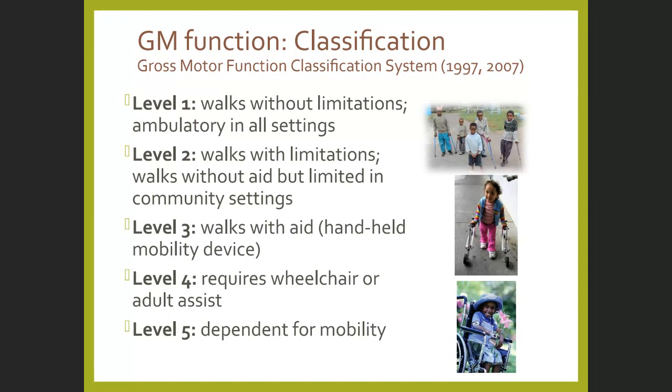Level 3, the child always needs to walk with an aid, and this is usually a handheld mobility device. Level 4, the child requires a wheelchair, but may be able to self-propel in the wheelchair. And level 5, the child is fully dependent for mobility.